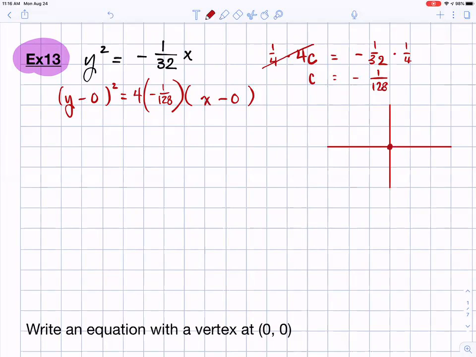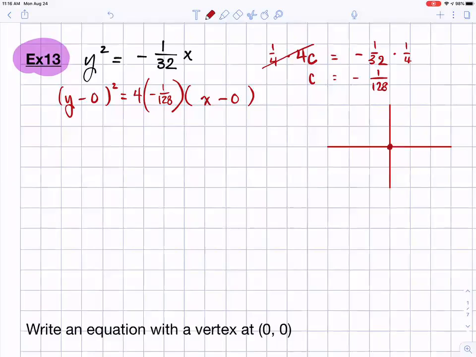Okay, now let's settle down a little further. Is it right or is it left? Why is it left? C is negative. C is negative. Okay, so there's 2 reasons for it opening to the left. One is that it's a y squared. 2 is that it's a negative C.